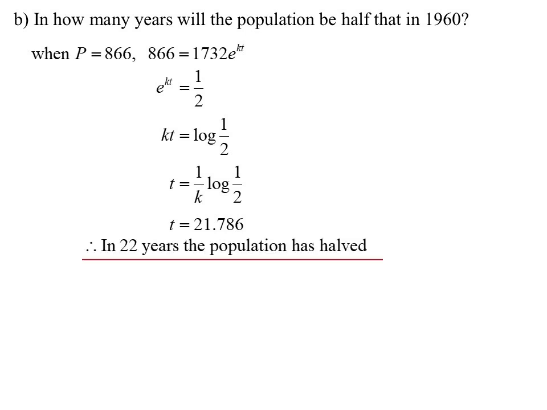Well, 22 years. Had that answer been 21.2, I would still say 22 years. Now, this is not one where I'm going to round down because they're saying in how many years. If it was 21.2 and I said 21 years, well, no, it hasn't halved in 21 years. It hasn't halved yet. So the answer would still be 22.